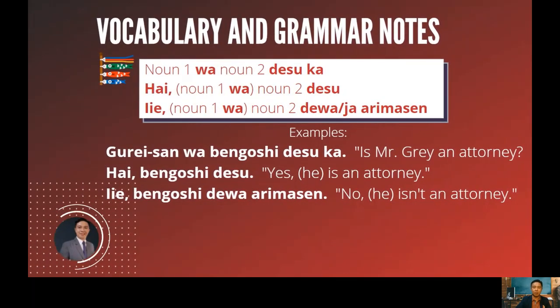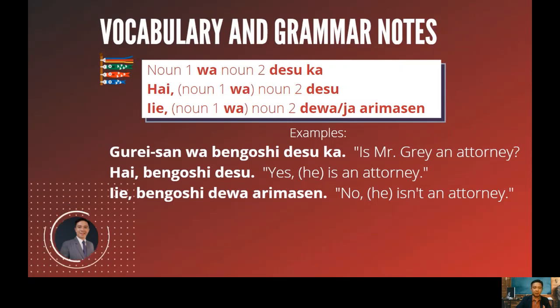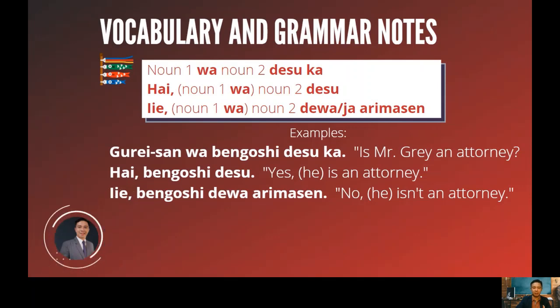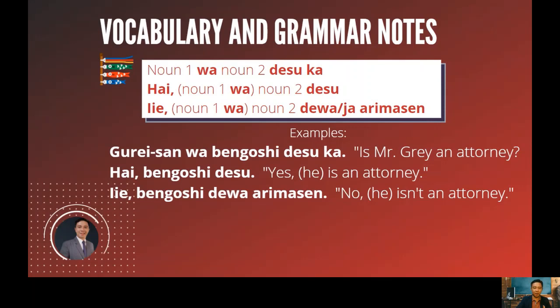Noun 1 wa noun 2 desu ka? Hai, noun 1 wa noun 2 desu. And ie, noun 1 wa noun 2 de wa arimasen. Examples, Gray-san wa bengoshi desu ka? Is Mr. Gray an attorney? Hai, bengoshi desu. Yes, he is an attorney. Or if he is not, then we say, Ie, bengoshi de wa arimasen. No, he is not an attorney. Again, Gray-san wa bengoshi desu ka? Hai, bengoshi desu. Ie, bengoshi de wa arimasen.